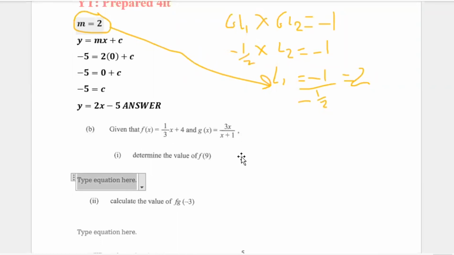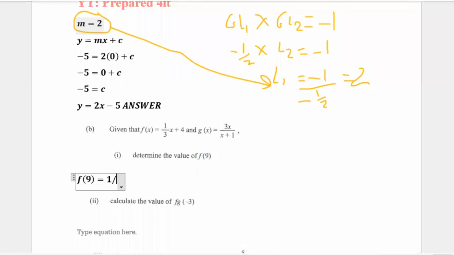So in looking for f of 9, all you're doing is that everywhere in this f of x function that you see x, you will replace it with, in this instance, the number 9. So can anybody, before I work it out, what would that be? Answer is 7. Very good.